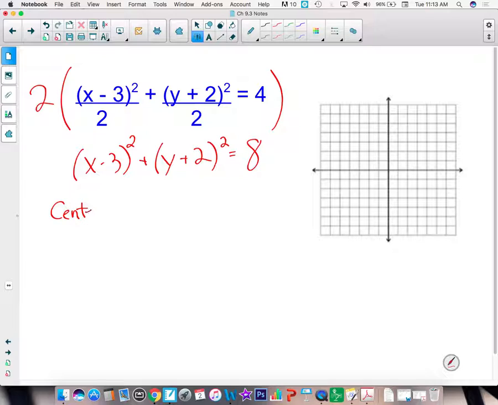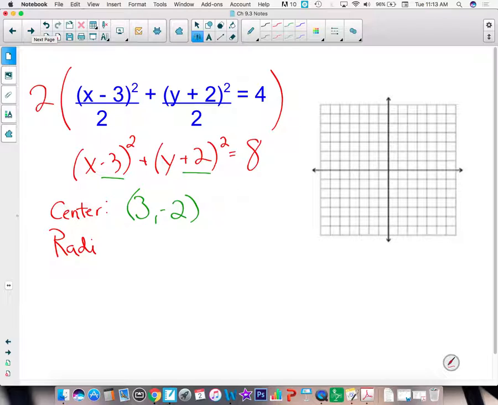Okay, so to find our center, you got to look here and here. Remember that you think opposite the stuff in the parentheses. So it'd be 3, negative 2. That's your center point. And our radius. Okay, that one's going to be a little bit harder to see because it doesn't work out perfect, but it's not always going to work out perfect.